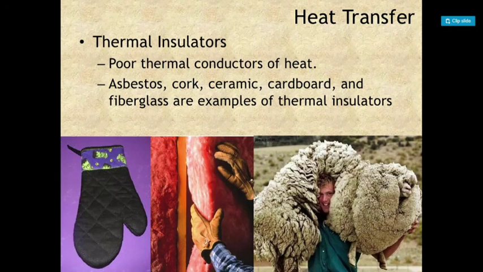Thermal insulators. So thermal insulators, which resist the flow of heat, are used in covering our skin during winter or during the cold season. Asbestos, cork, ceramic, cardboard, and fiberglass are examples of thermal insulators.